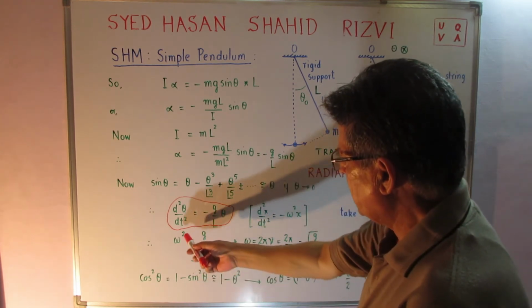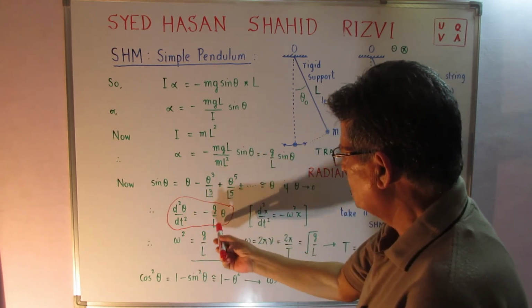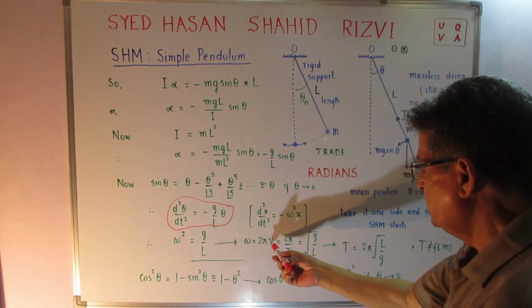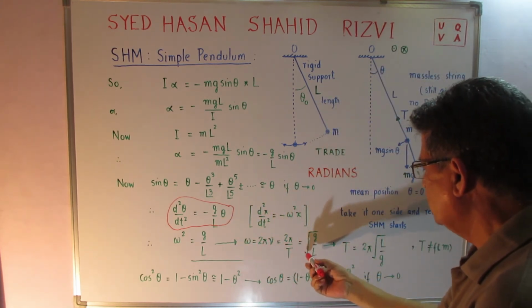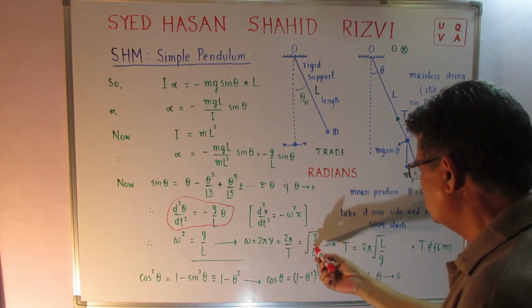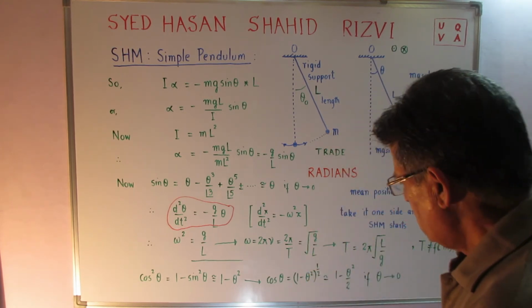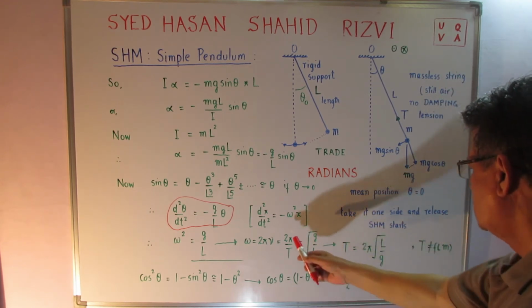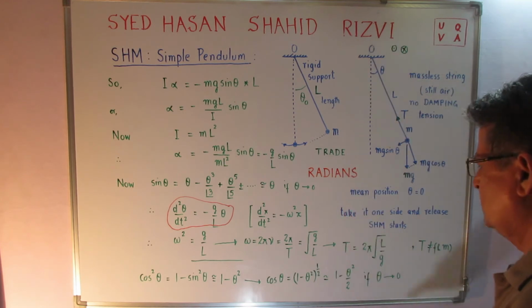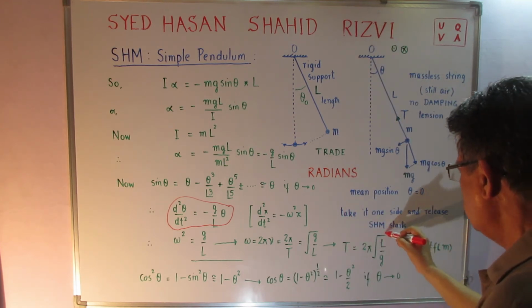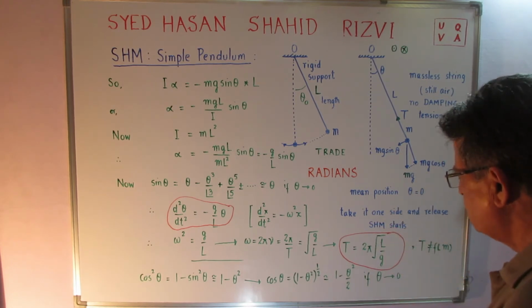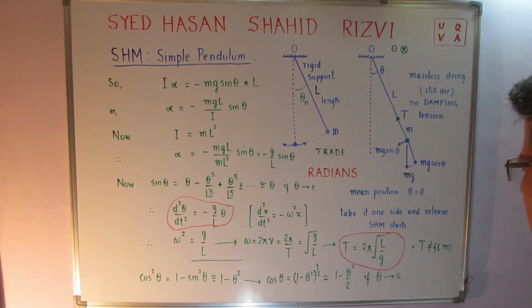So omega square will turn out to be equal to g upon L, which gives omega is equal to, as defined, 2 pi nu is equal to 2 pi upon capital T is equal to under root g upon L, which gives the value of T becomes equal to 2 pi under root L upon g. Okay, 2 pi under root L upon g, and then you can find out what the frequency is, etc.